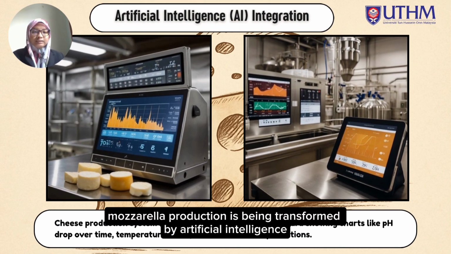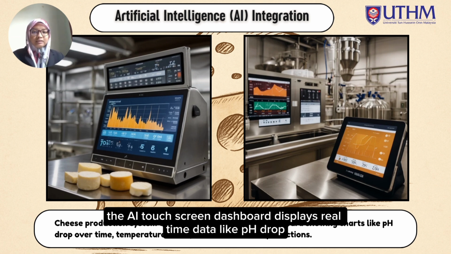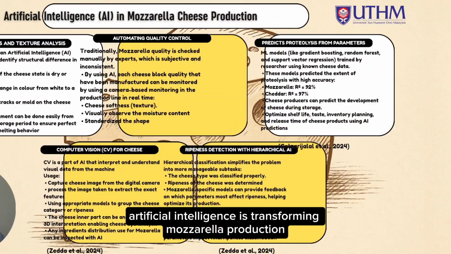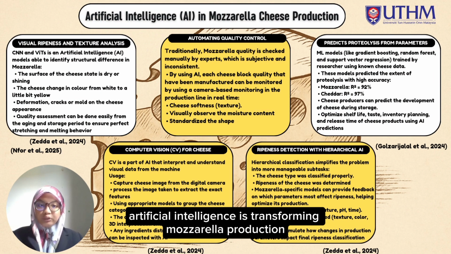Modern mozzarella production is being transformed by artificial intelligence. First, the AI touchscreen dashboard displays real-time data like pH drop, temperature trends, and curd firmness predictions, helping operators make quick, informed decisions. Artificial intelligence is transforming mozzarella production.